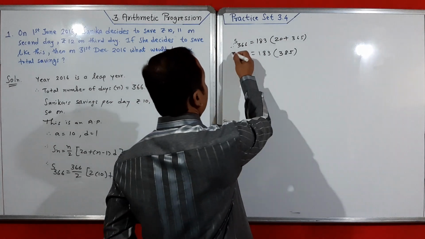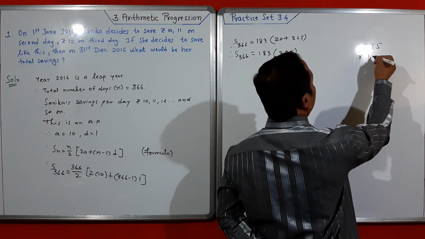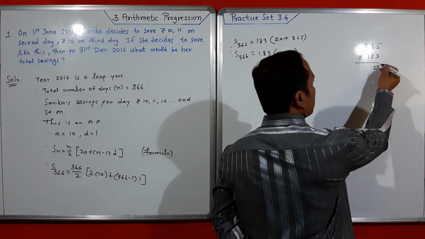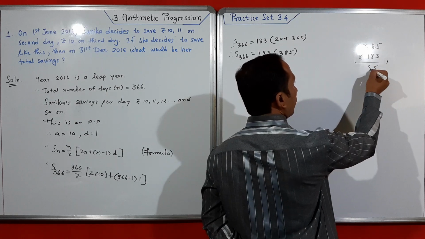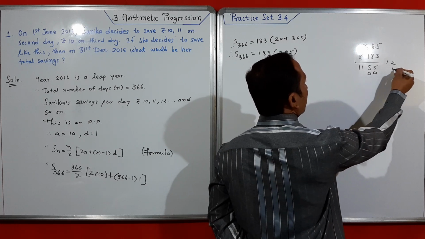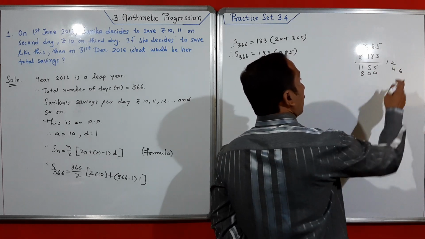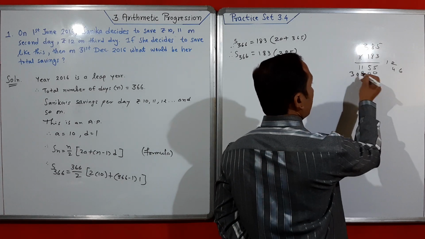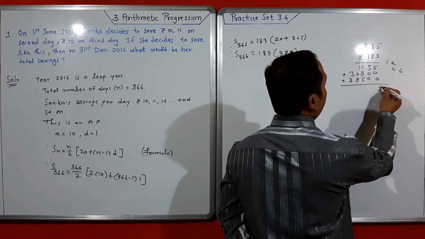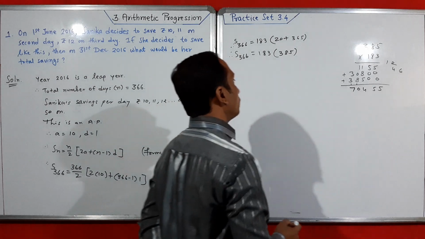Now what will we do? We will multiply: S366 equals 183 times 385. This is rough work, you have to do it on a rough page. 3 fives are 15, 5 and carry 1; 8 threes are 24 and 1 makes 25, 5 and carry 2; 3 threes are 9 and 2 makes 11. Then take the 0, and 8 fives are 40, carry 4; 8 eights are 64 and 4 makes 68, carry 6; 8 threes are 24 and 6 makes 30. Now take 2 zeros and add all of these. So the sum is 70455.